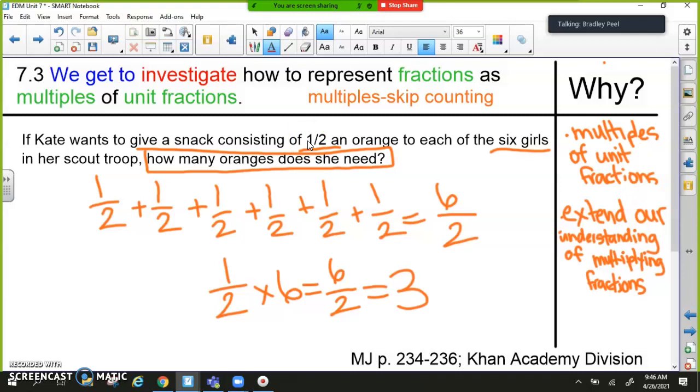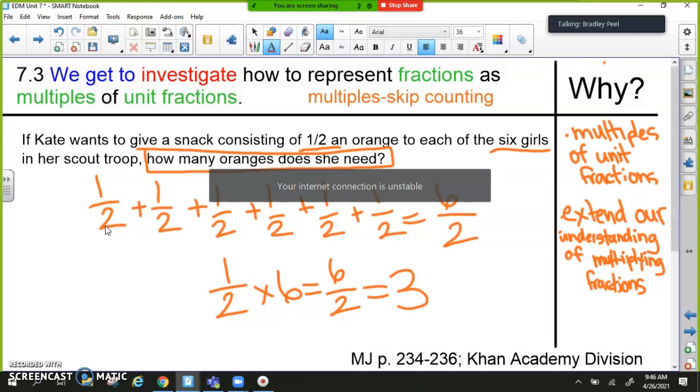So there's really two ways to solve this, right? Either you could do addition. So 6 times, I would add 1/2. And I don't have everybody's eyes here. I have a lot of heads down. Thank you. I would add 1/2 6 times.